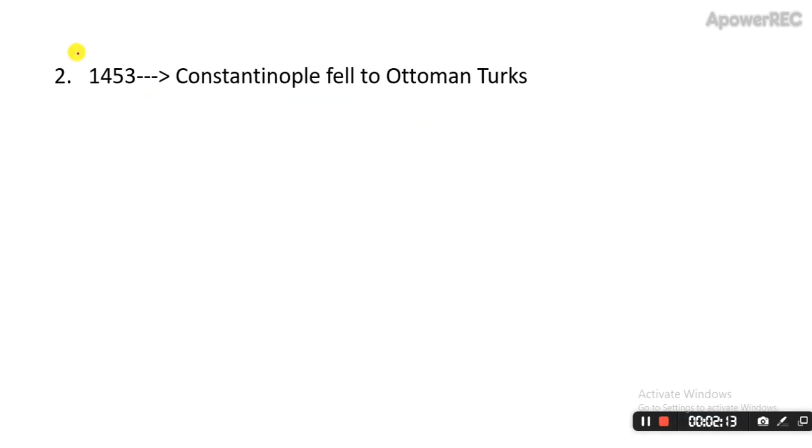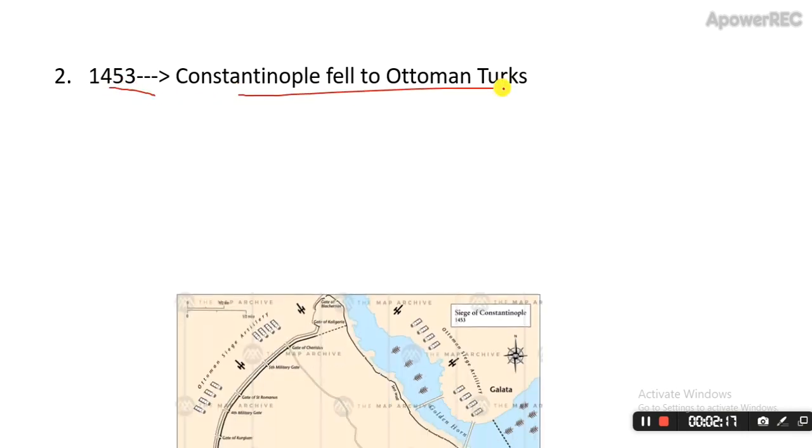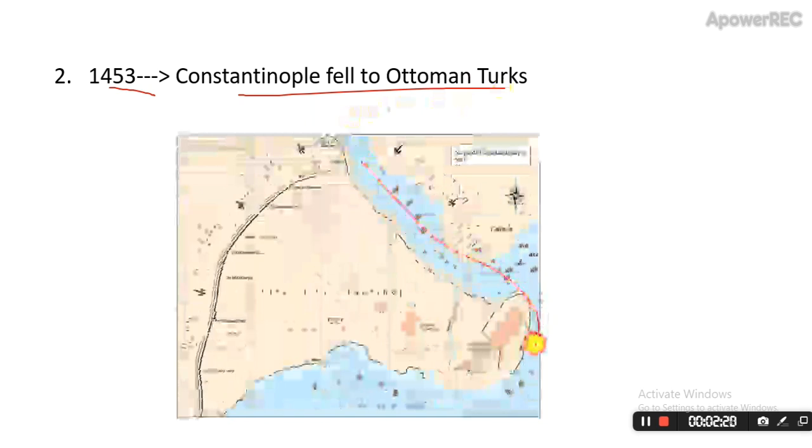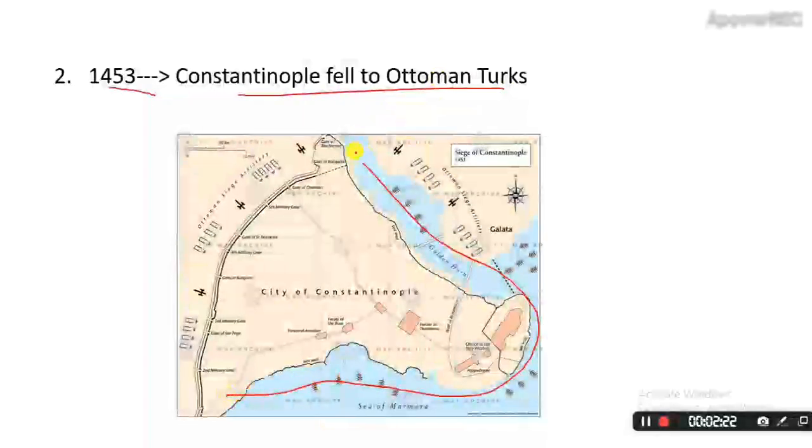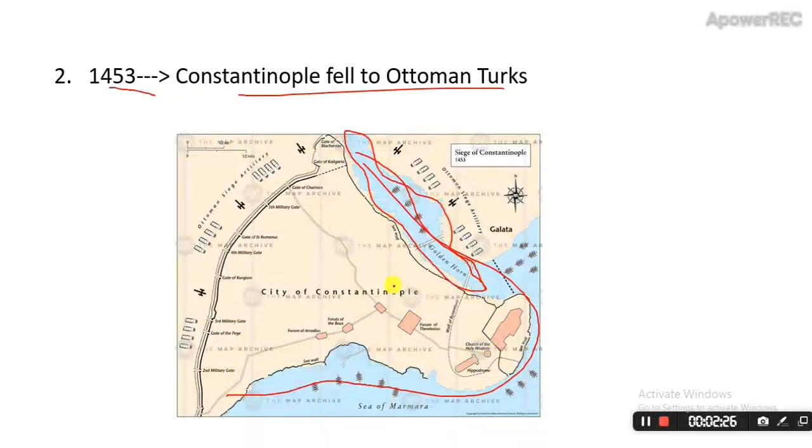The next reason was that in 1453 Constantinople fell to the Ottoman Turks. Here is Constantinople and here is the major trade route, that is the Red Sea route. Therefore, Constantinople fell to the Ottoman Turks and so the Turks earned major revenues. This led the Portuguese to search for another sea route.